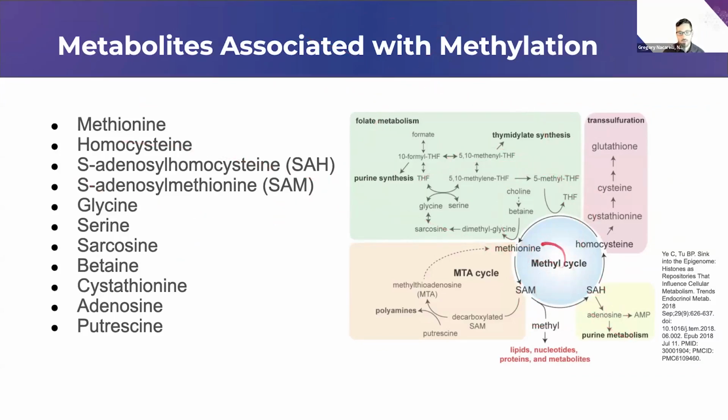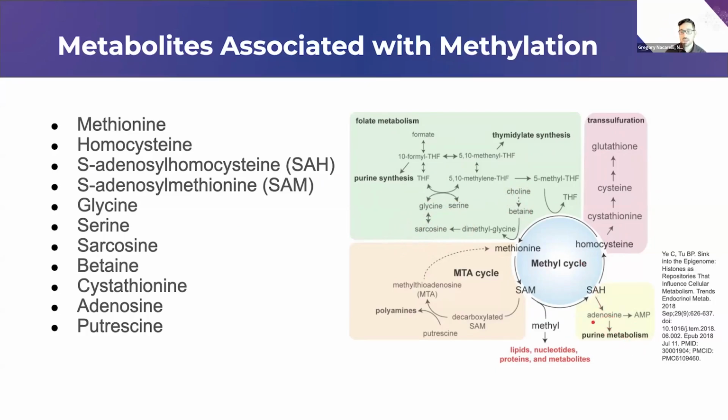Within this methylation cycle: methionine, homocysteine, S-adenosylmethionine, S-adenosylhomocysteine. There's an offshoot of the methyl cycle called transsulfuration. So homocysteine can get converted into cystathionine, cysteine, glutathione. These are other metabolites that can be measured. Within folate metabolism, obviously methylated folate, but also glycine, serine, sarcosine, choline, betaine, other metabolites from the methyl cycle going into nucleotide metabolism.